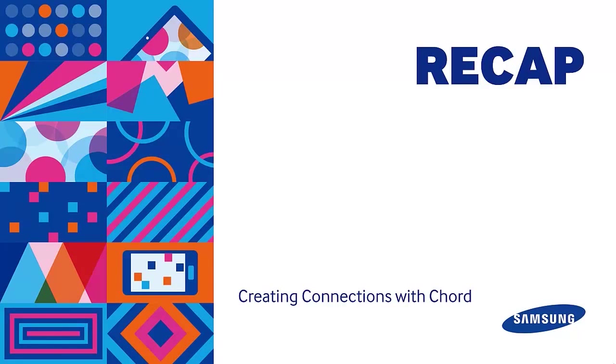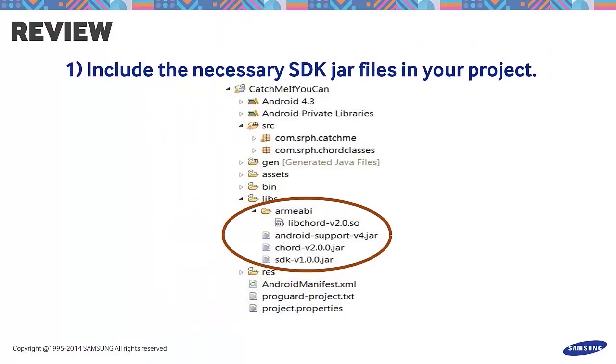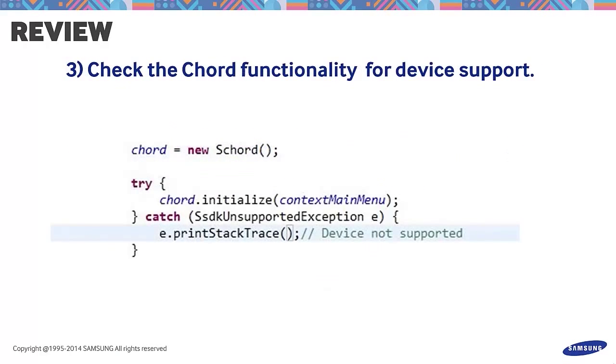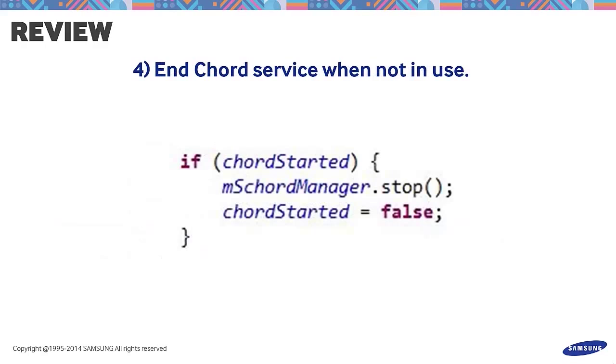Let's go ahead and summarize the things we have discussed in analyzing the application that uses Chord. Don't forget that when you create an application for Chord, include all the SDK jar files in the project. Include the necessary manifest permissions. Check if the Chord functionality is supported by the device. And don't forget to stop the Chord service when it is no longer in use.